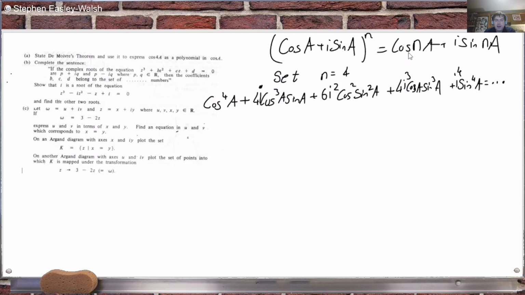So we're just looking for the cos 4A, so we just need to look at the reals. So that means cos to the 4 A minus 6 cos squared A sin squared A plus sin to the 4 A equals cos 4A.